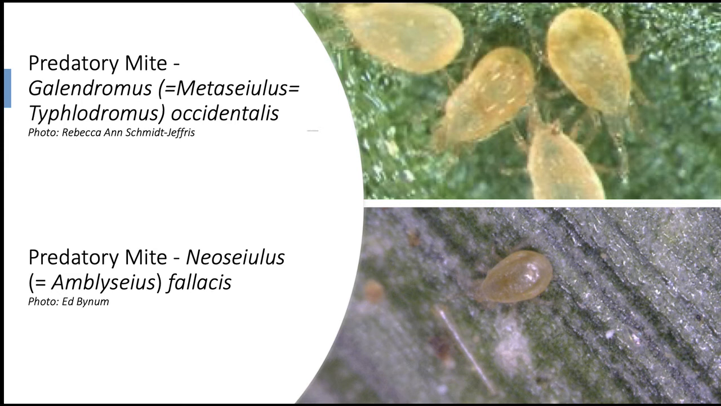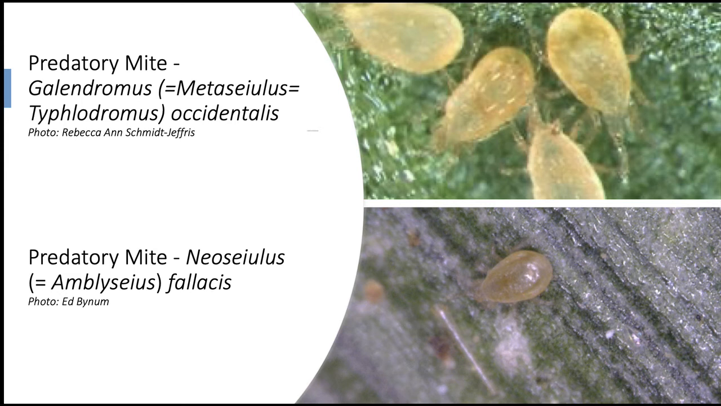So when I set up the trial to evaluate early releases of the predatory mites, I selected 2 different predatory mite species to use. One of them is the Galendromus occidentalis. This predatory mite does well under really hot, dry conditions. And since we can have those conditions on the Texas High Plains, I thought this might be a good species to use.